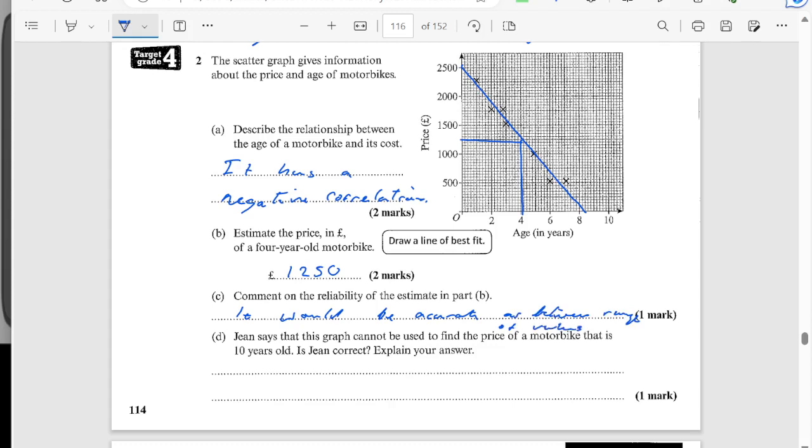Gene says that this graph cannot be used to find the price of a motorcycle that is 10 years old. Is Gene correct? Explain your answer. Is Gene correct? Yes. Actually, I'm going to say as the line of best fit would give a negative value.